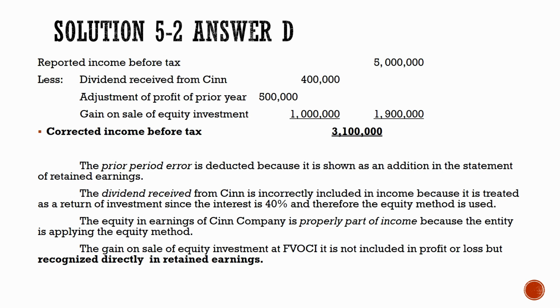So para makuha natin ang income before tax, ang gagawin natin is ililess natin yung total ng dividend received from SIN, adjustment of profit of prior year at ng gain on sale of equity investment sa reported income before tax. So makikita naman natin dito sa solutions yung total ng tatlo, which is amounting 1,900,000. So yung reported income before tax na 5 million minus 1,900,000 at makukuha na natin yung corrected income before tax na 3,100,000. So the answer is letter D.